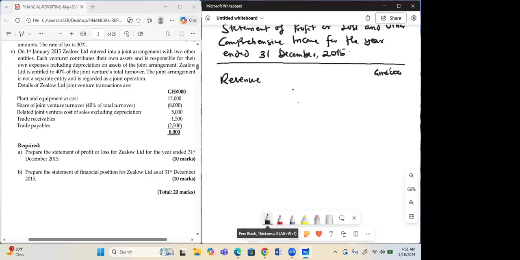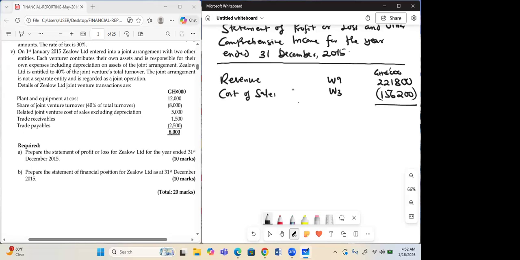Those who have revenue, taken the working, it's working 9, and then the value is what? 221,800. 221,800 for revenue. Then cost of sales. Working number what? Working number 3, 156,200. Yeah, we mixed up our working numbers.